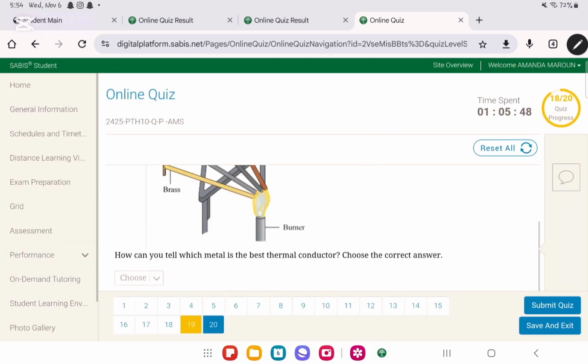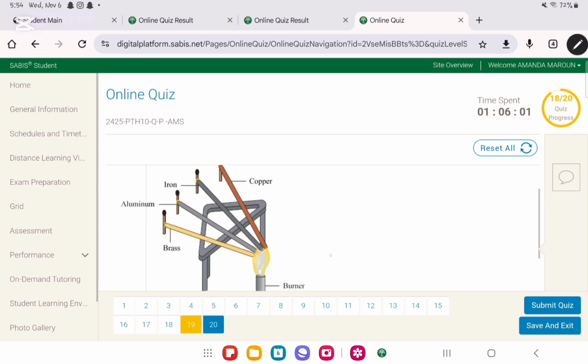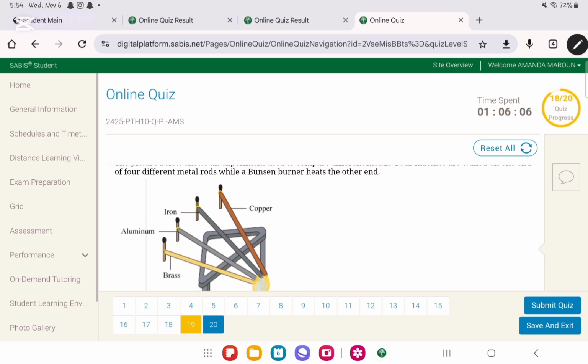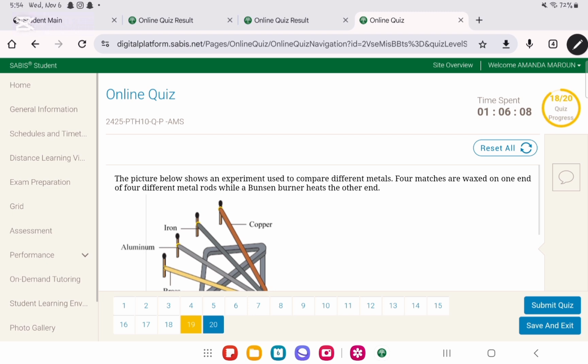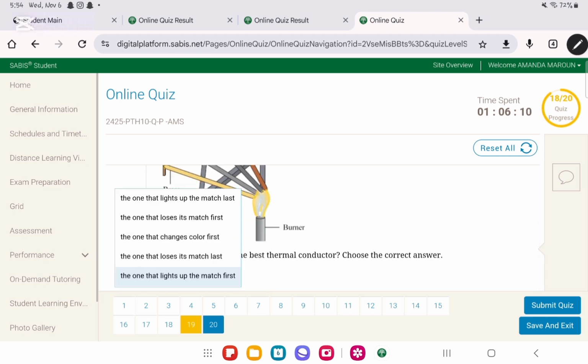So what are they asking us? They are telling us, how can you tell which metal is the best thermal conductor? Very simply, the best thermal conductors are the ones where the wax is going to melt first, and the matchstick is going to fall. So let's see the options. The one that lights up the match last, are you even going to light up the match? No. The one that loses its match first, definitely. The one that the matchstick will fall down first means it's the best thermal conductor.